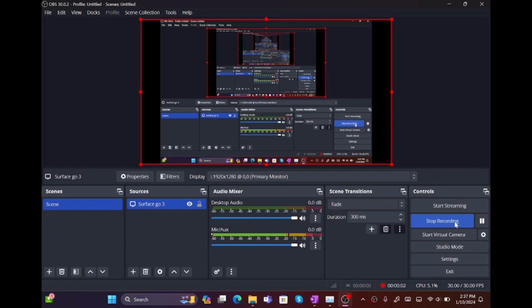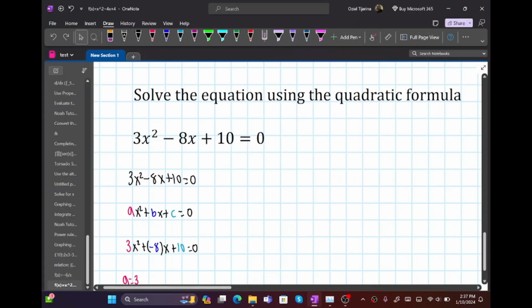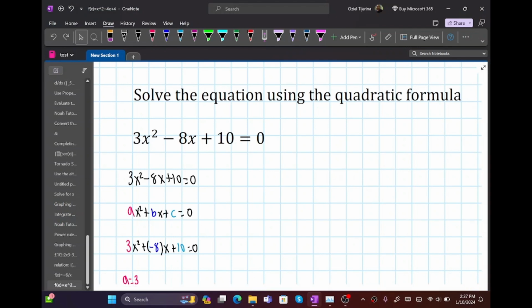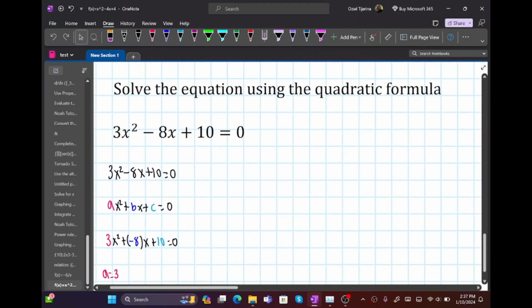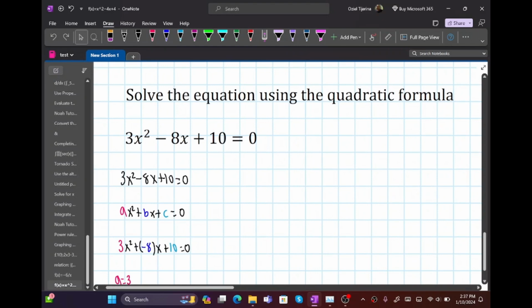Alright, so hi guys. In this video, I want to do something a little different. We're going to look at this problem. It says, solve the quadratic equation using the quadratic formula. So we have 3x squared minus 8x plus 10 equals 0.